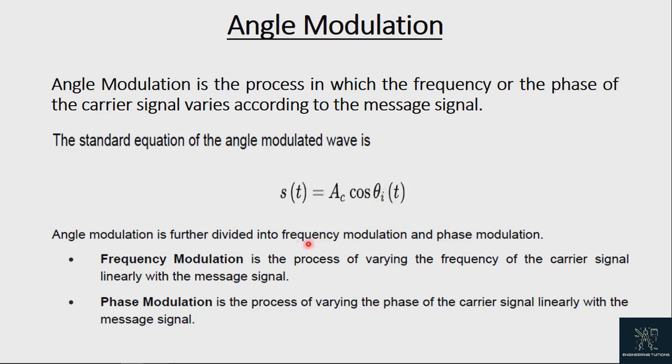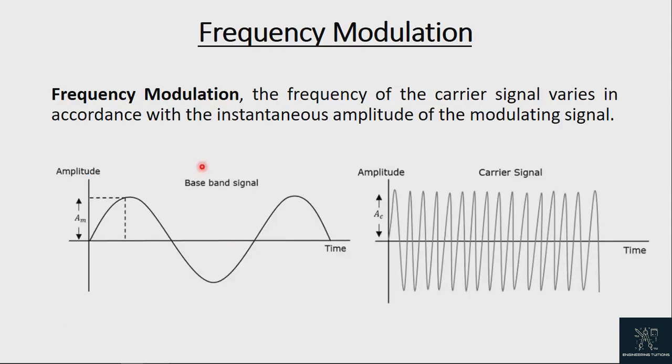Angle modulation is further divided into frequency modulation and phase modulation. So frequency modulation is the process of varying the frequency of the carrier signal linearly with the message signal, while phase modulation is the process of varying the phase of the carrier signal linearly with the message signal. Now let us discuss these in detail.